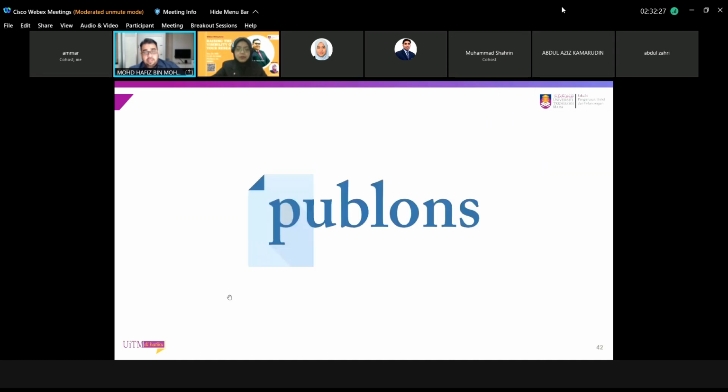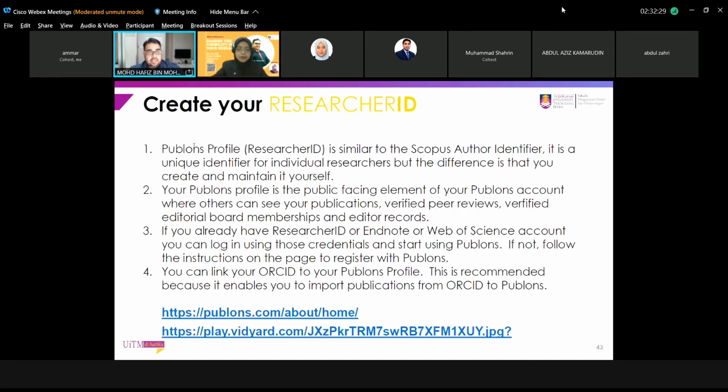Okay, Publons. Publons is also something very interesting. Before, it was Researcher ID, now Publons, yes. So the Publons profile is similar to the Scopus Author Identifier. It is something better than Scopus. Why? Because apart from publications, it also lists your verified peer reviews.